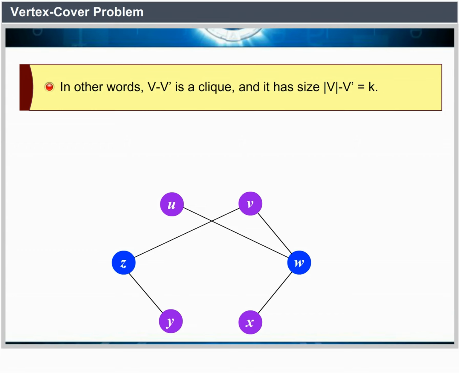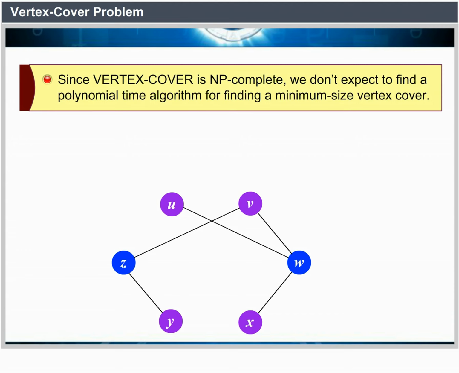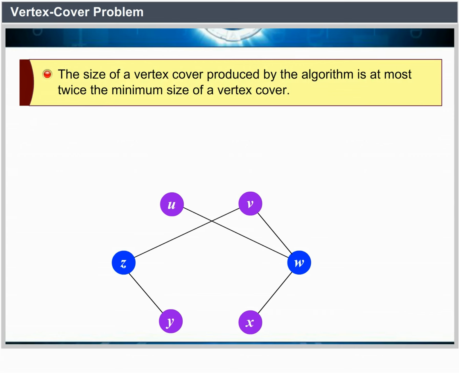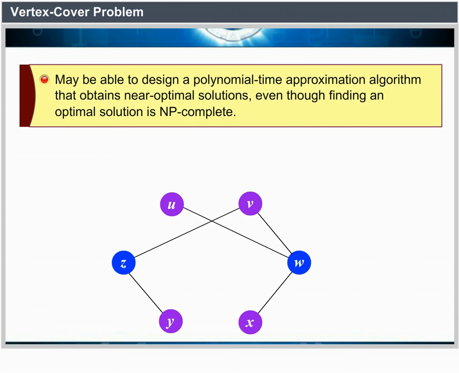Since vertex cover is NP complete, we don't expect to find a polynomial time algorithm for finding a minimum size vertex cover. A polynomial time approximation algorithm produces approximate solutions for the vertex cover problem. The size of a vertex cover produced by the algorithm is at most twice the minimum size of a vertex cover. We may be able to design a polynomial time approximation algorithm that obtains near optimal solutions even though finding an optimal solution is NP complete.